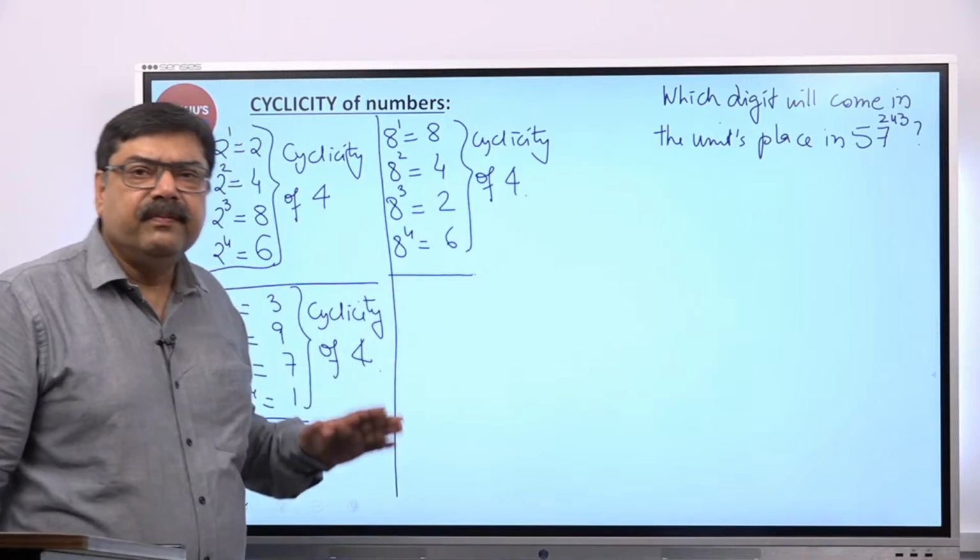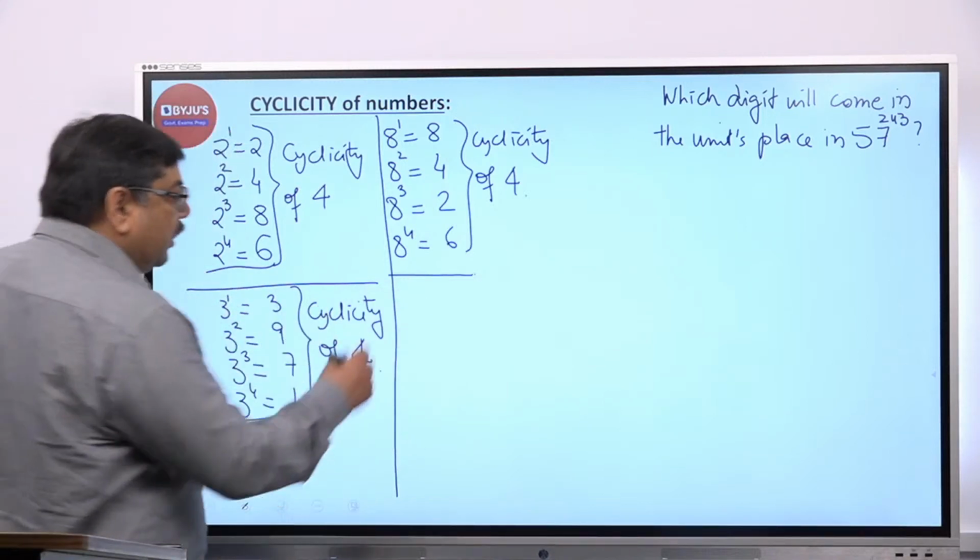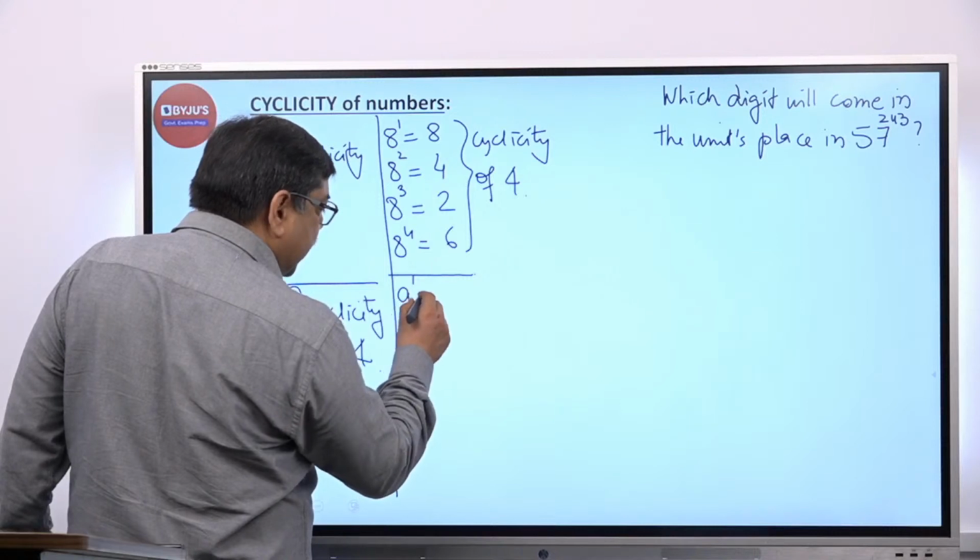I hope this is clear. Now let us take up 9. So 9 power, no, not 9.